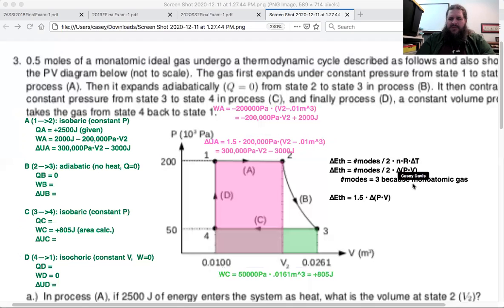And then we can do that same sort of calculation for all the other steps, all the other processes, B, C, and D. But before we do that, let's focus on process A. We know the heat. We have work in terms of V2, which is an unknown. And we also have delta U in terms of that same unknown V2. What do we know about how those are related though? Heat, work, and delta U.